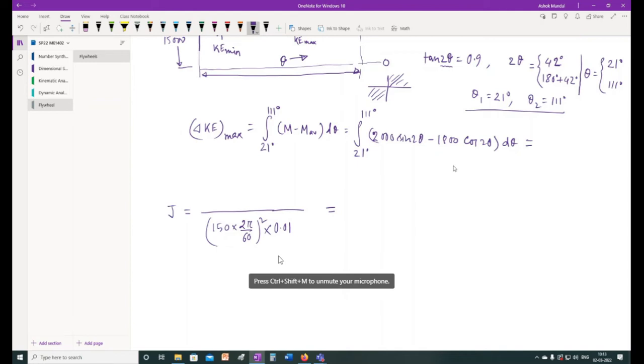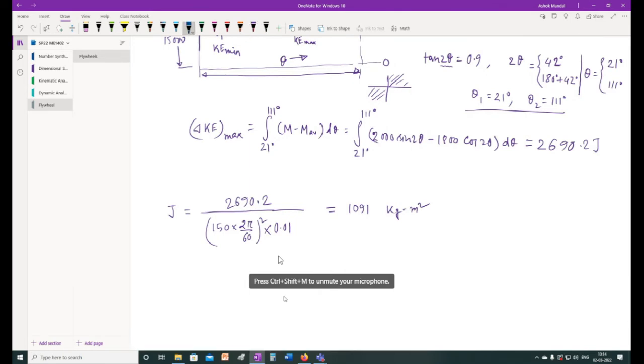Let me give you the value, just correct it if it is wrong. Okay, so it is 2690.2, and when you do the calculation of this, it will become 91 kg meter square.